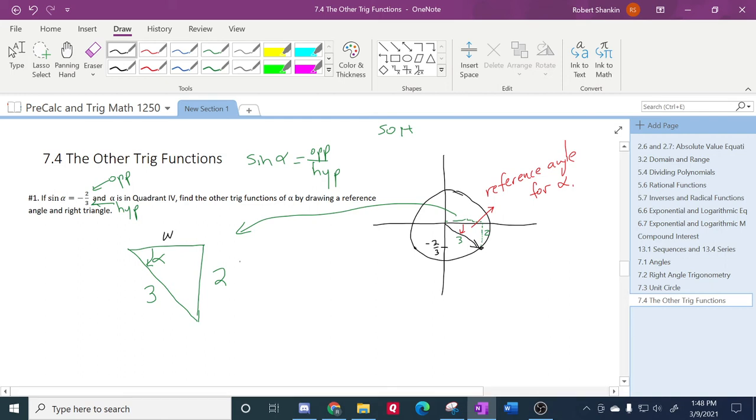All right, so all I need to do to get W is use the Pythagorean theorem. W squared plus 2 squared is 3 squared. W squared plus 4 is 9. Subtract 4 on both sides. W squared is equal to 5. Square root both sides. Now when you square root both sides of an equation, you're supposed to put plus or minus. But we're just making it really simple. Everything's going to be positive.